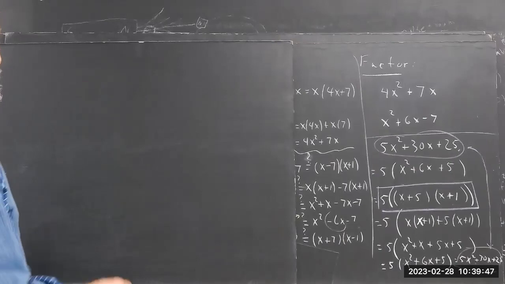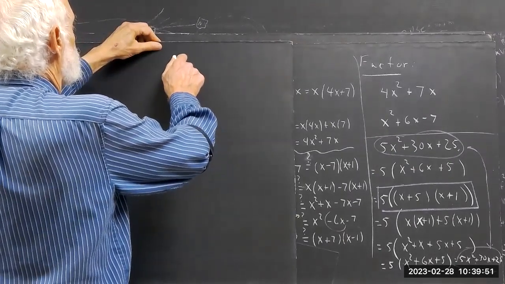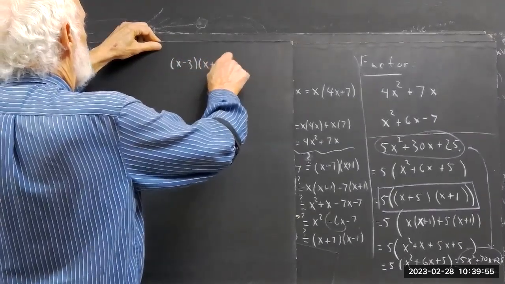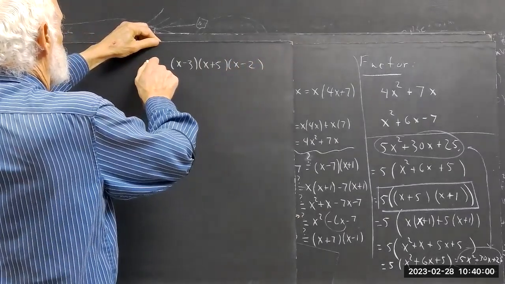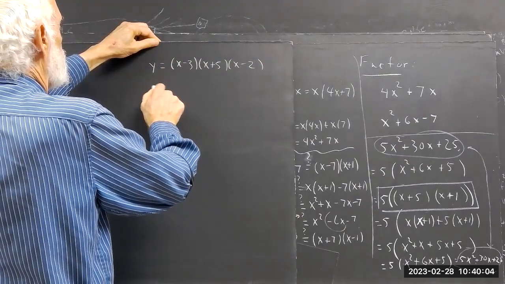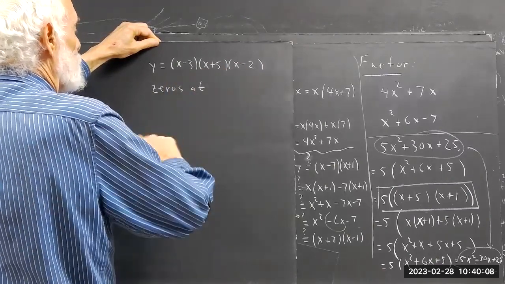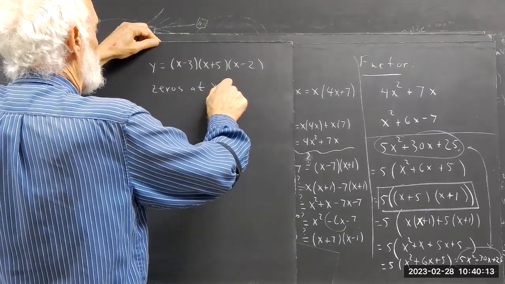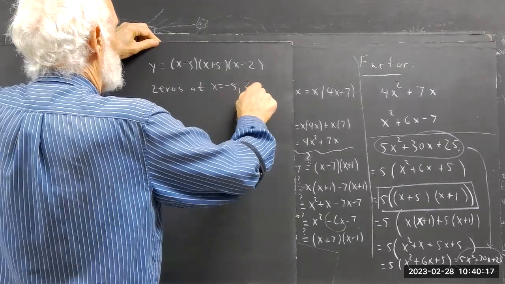Now, if we have a polynomial like this, we talked about this last time. It has zeros at x equals -5, 2, and 3.